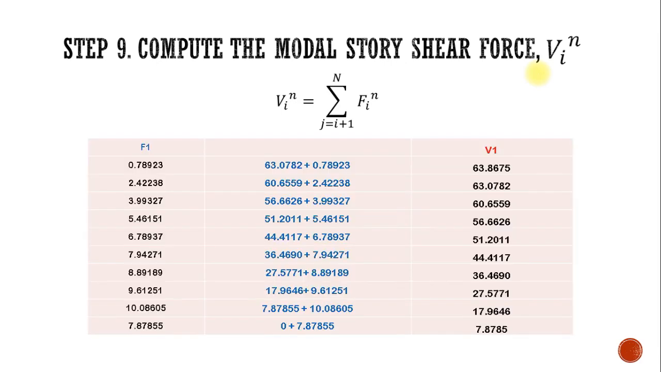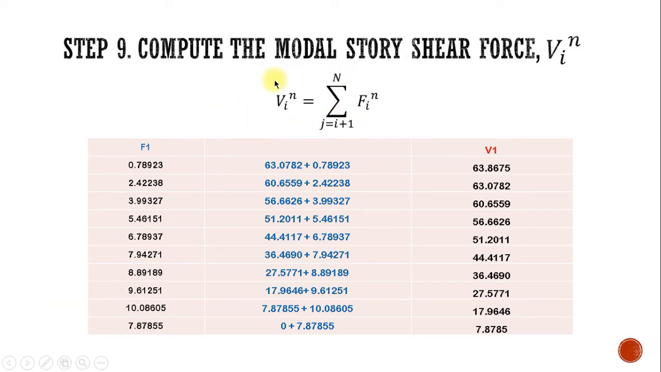For our step 9, we will compute the modal story shear force. How do we compute this? Using this formula, which we use in computing the modal story shear force in every mode. For F1, we first take the lateral story forces in mode 1, since what we use in determining the modal story shear force are our lateral forces. Here is our F1 for mode 1, for the first floor, second floor, third floor, fourth floor, fifth floor, and so on. This is our last, for the 10th floor.